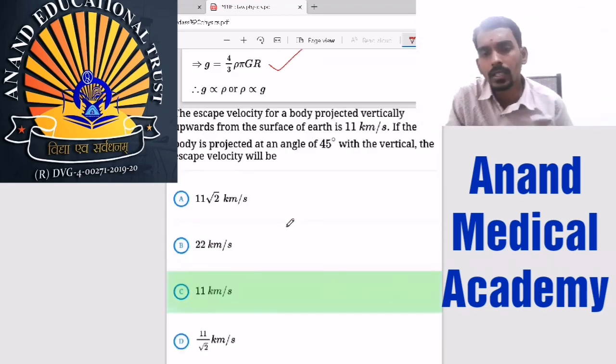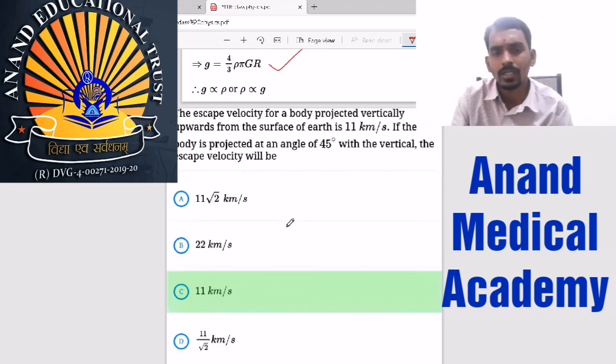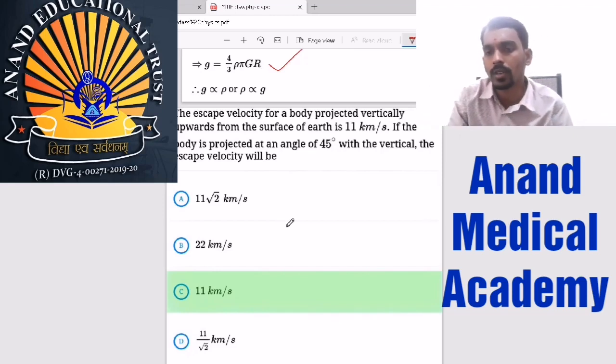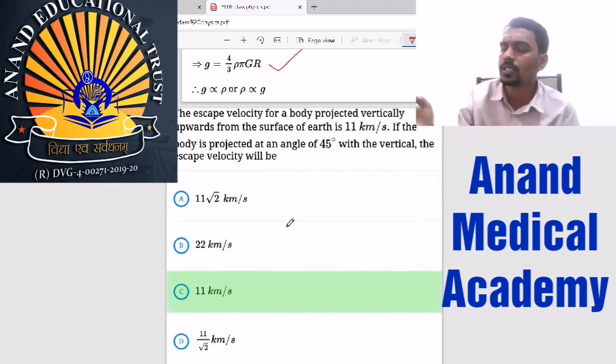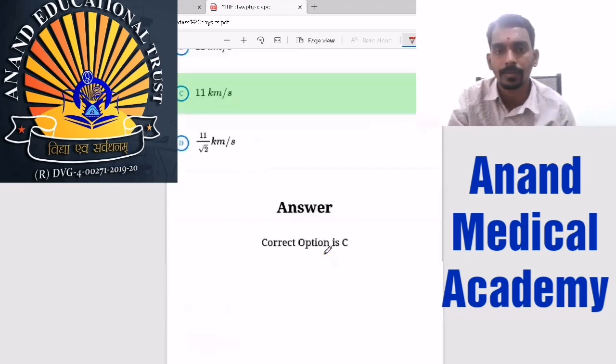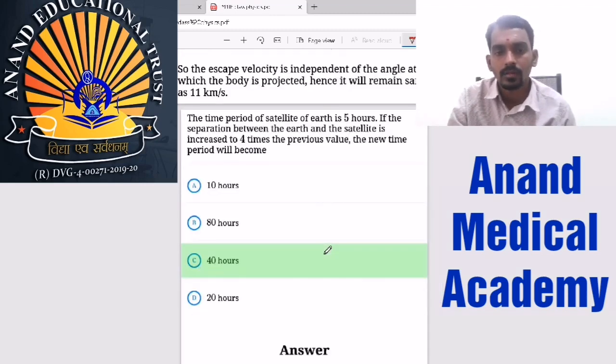Next, one more in gravitation that is important: escape velocity. It is a direct formula based question, but here in the question they projected at some angle. You projected at an angle, it doesn't matter. How much energy you are giving is important. You are throwing at 45, 30, 60, it doesn't matter. The total energy you are giving is important. You have to give some energy so that the total energy should become zero.